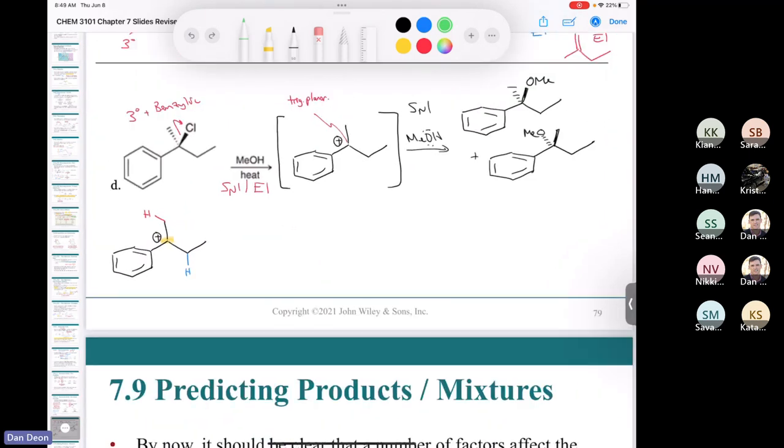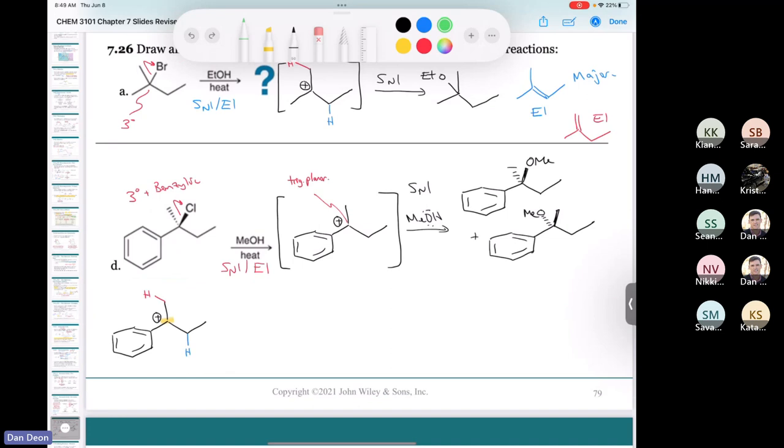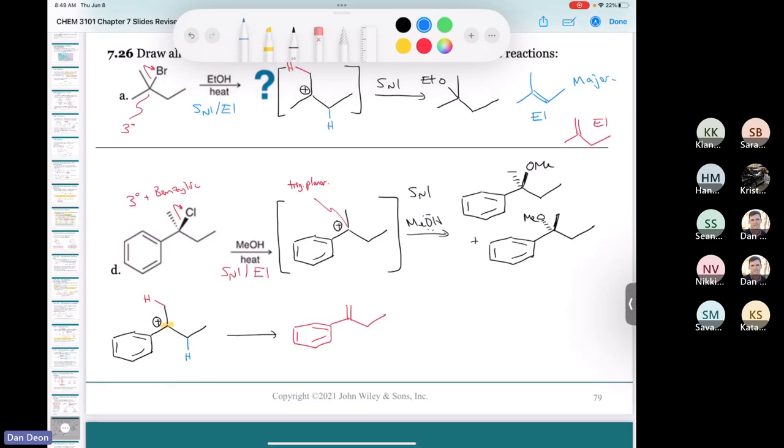Okay, so now the methanol can come in and act as a base, and it can pull off the proton in red. And if it does that, you're going to end up with this, where we have the double bond right here. Now, if it pulls off the proton in blue, you're going to end up with a different elimination product, aren't you? Where you're going to have the double bond like this.